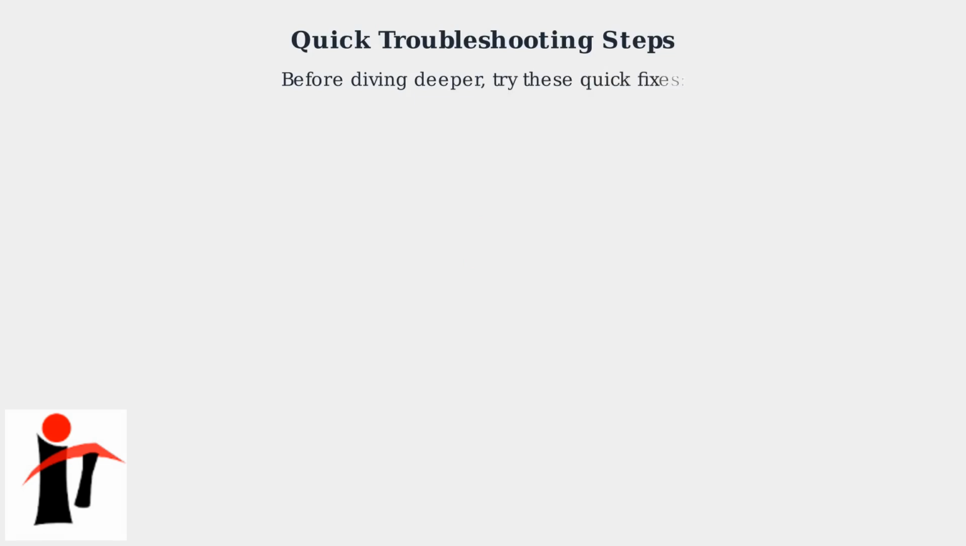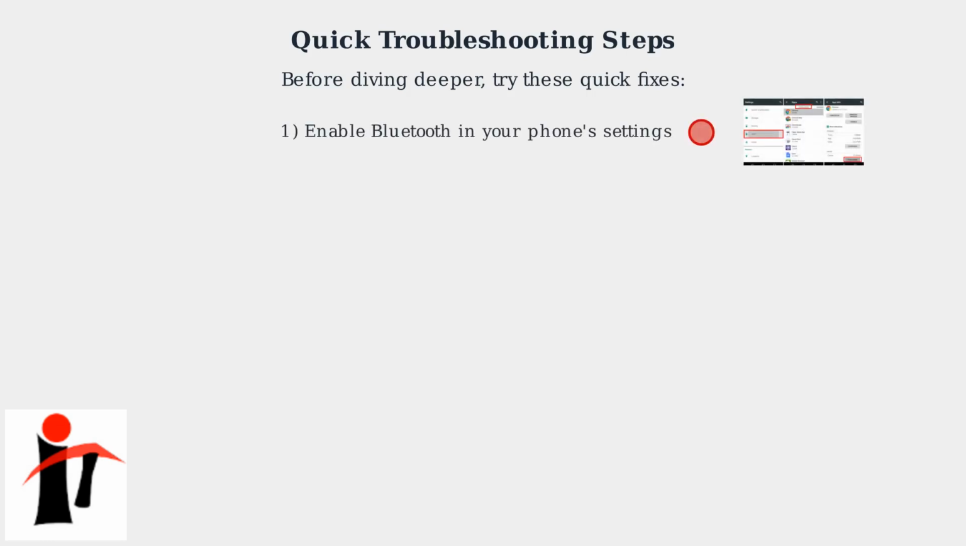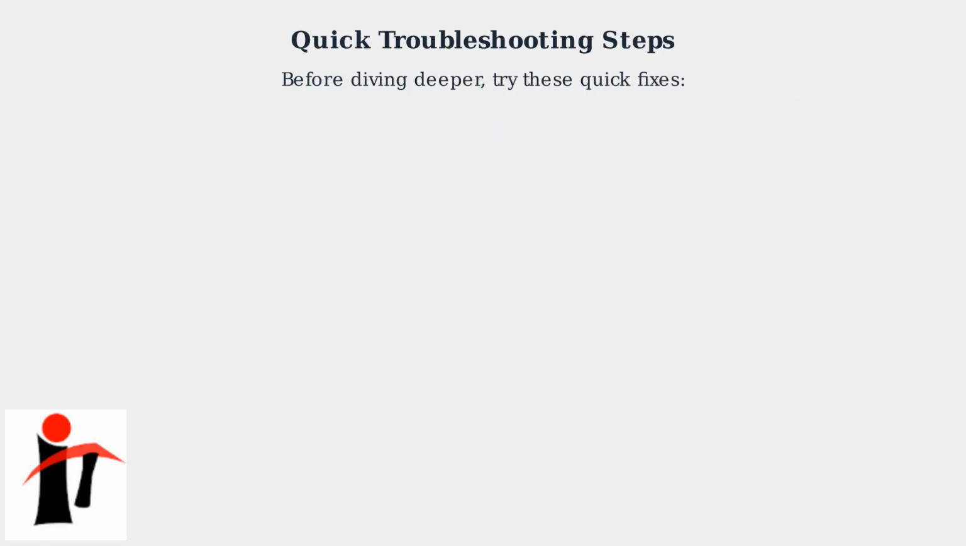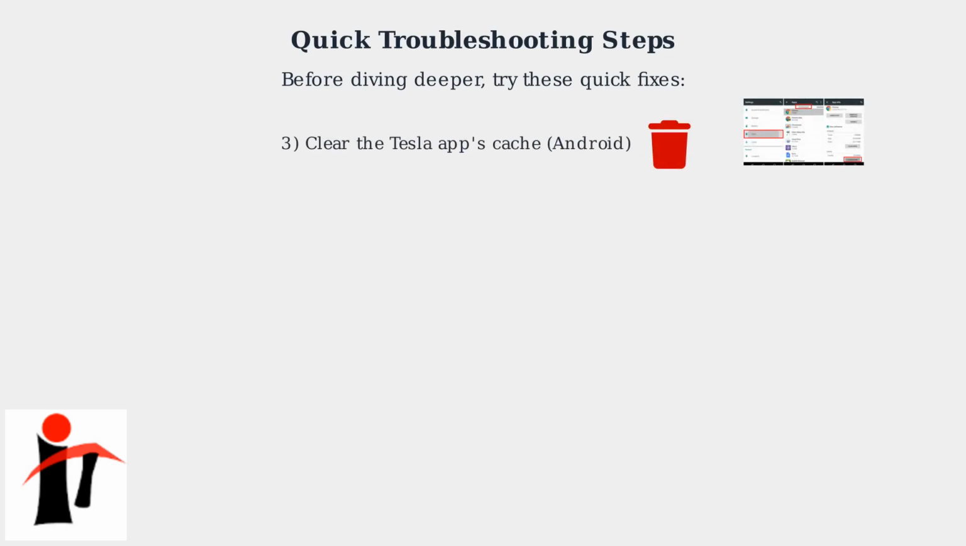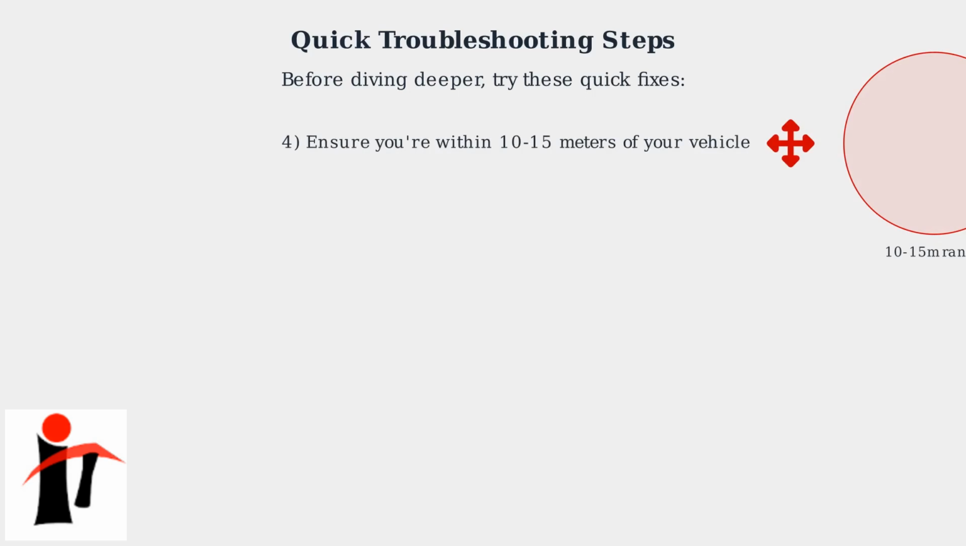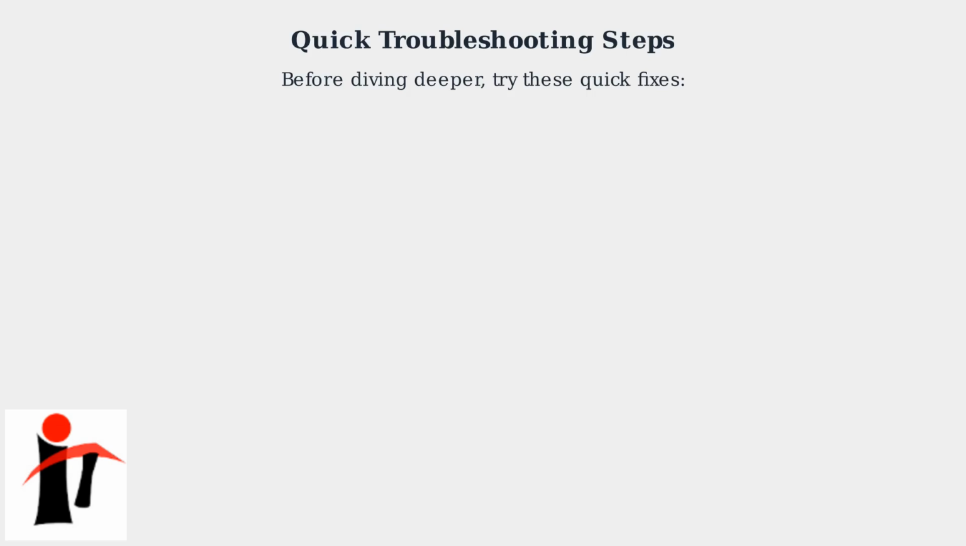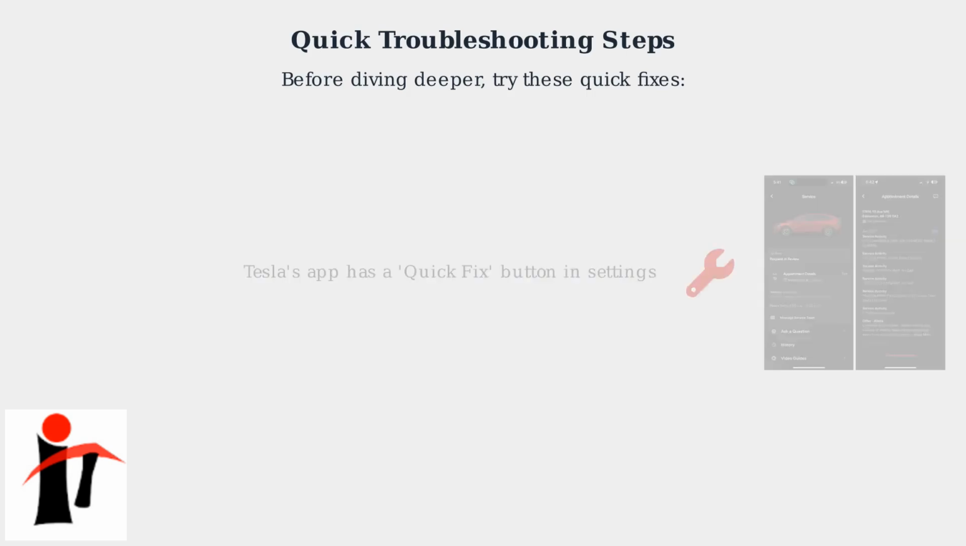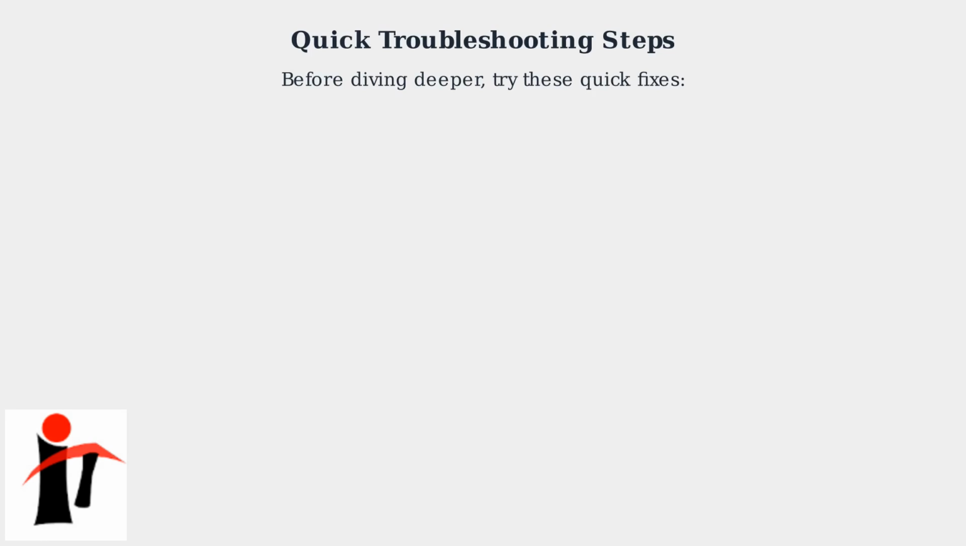Before diving deeper, try these quick fixes to resolve the Enable Bluetooth error. First, enable Bluetooth in your phone's settings. This ensures the Tesla app can connect properly. Second, restart your phone and the Tesla app. This can clear temporary glitches affecting Bluetooth connectivity. Third, clear the Tesla app's cache on Android devices. This removes stored data that might be causing permission issues. Fourth, ensure you're within 10 to 15 meters of your vehicle for initial pairing. Bluetooth has limited range. If available, use the Quick Fix button in the Tesla app settings to reset Bluetooth permissions automatically.